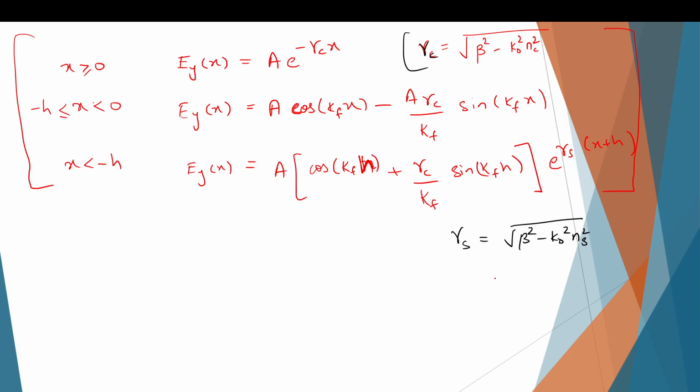And what is my kappa? Kappa is nothing but square root of k naught square n f square, film square, minus beta square. So in this case, beta will be smaller than this. So the moral of the story is I am yet to know what are the possible values of beta, and also obviously the value of a.